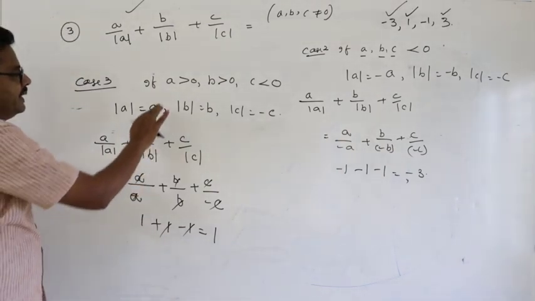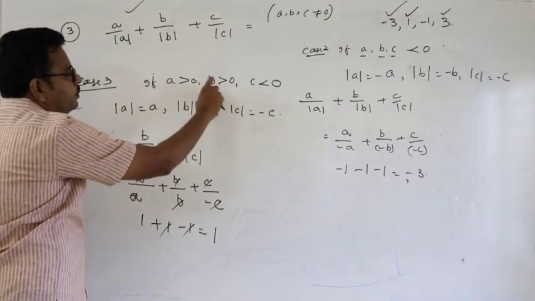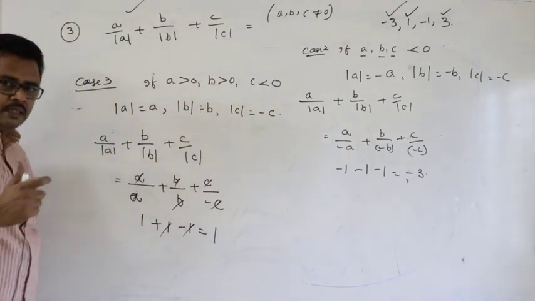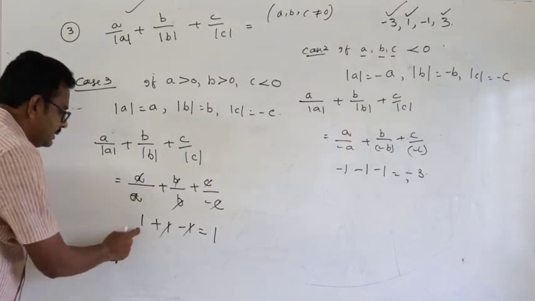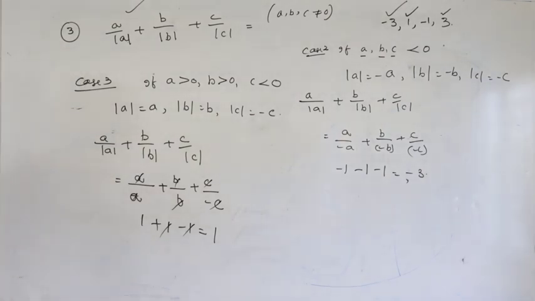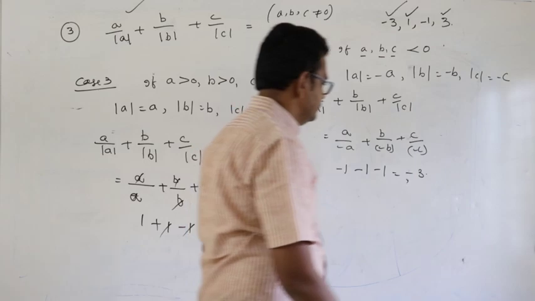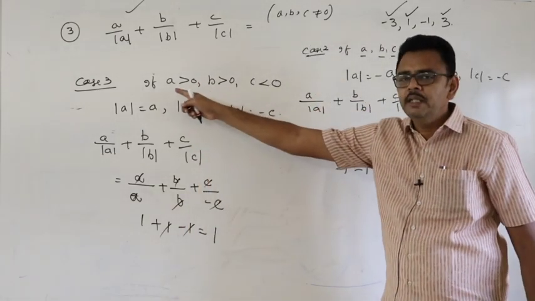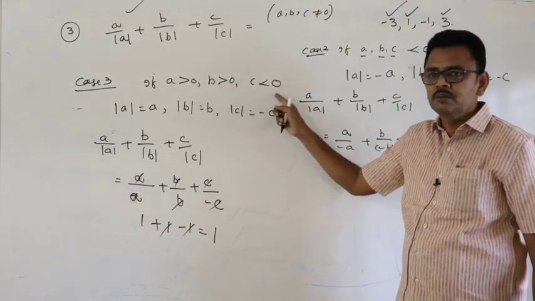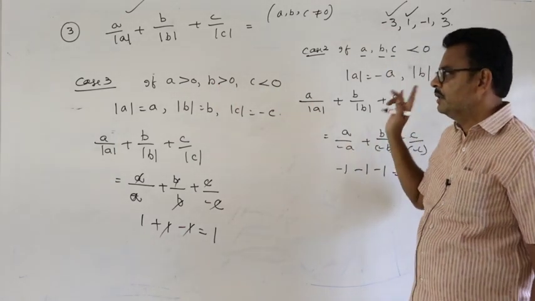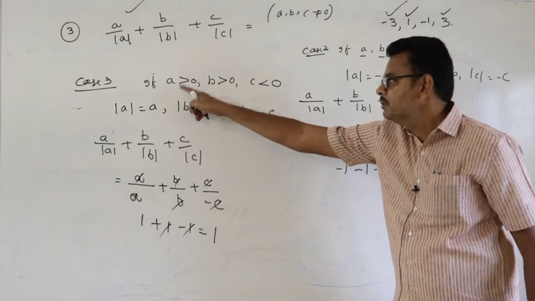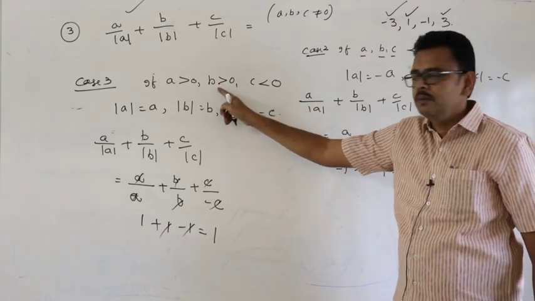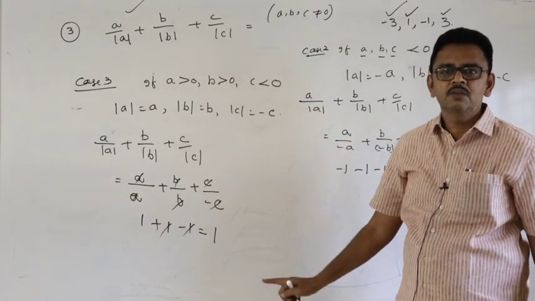So, if you rotate, any two are positive and one number is negative, the answer is plus 1. Suppose if you take A negative, B positive, C positive, in that case also the answer is 1. If you take A positive, C positive, B negative, in that case also the answer is 1.